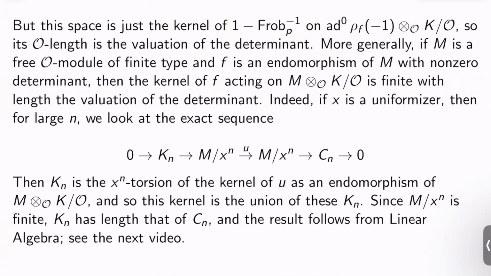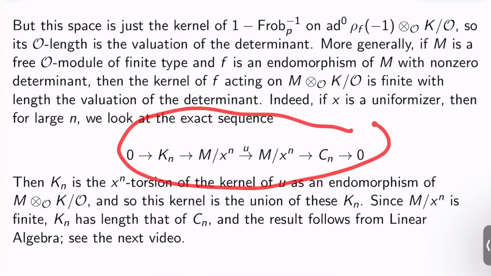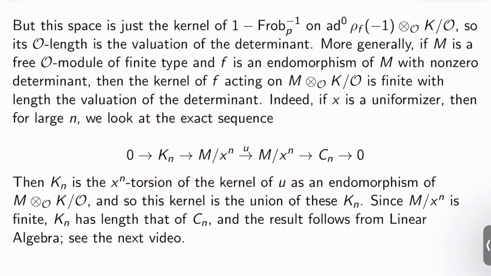More generally, if M is a free O module of finite type and F is an endomorphism of M with non-zero determinant, then the kernel of F acting on M tensor K mod O is finite with length the valuation of the determinant. Indeed, if you take X to be a uniformizer and U to be an endomorphism of M, let's say, then for large N, you have an exact sequence like this: 0 to what we'll call Kn to M mod X to the N, M mod X to the N via our map U to what we'll call Cn to 0. What is this Kn here? It's the X to the N torsion of the kernel of U as an endomorphism of M tensored up to K mod O. And so the full kernel of U is the union of these Kns.